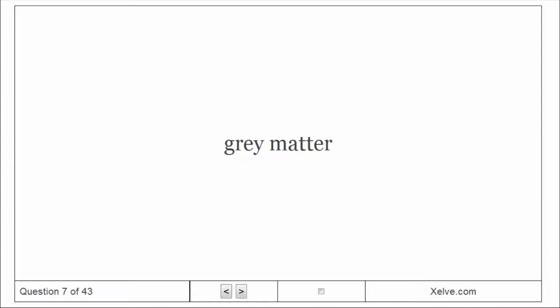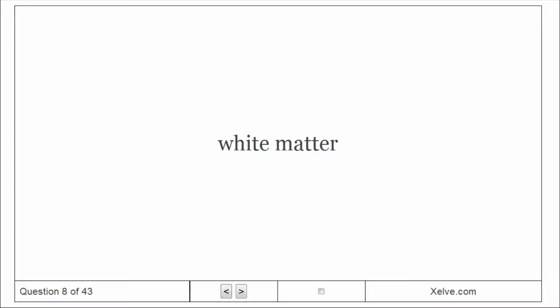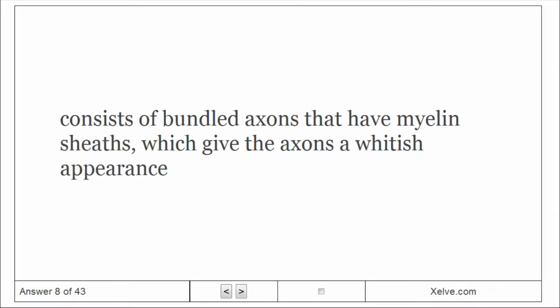Gray matter. Consists mainly of neuron cell bodies, dendrites, and unmyelinated axons. White matter. Consists of bundled axons that have myelin sheaths, which give the axons a whitish appearance.